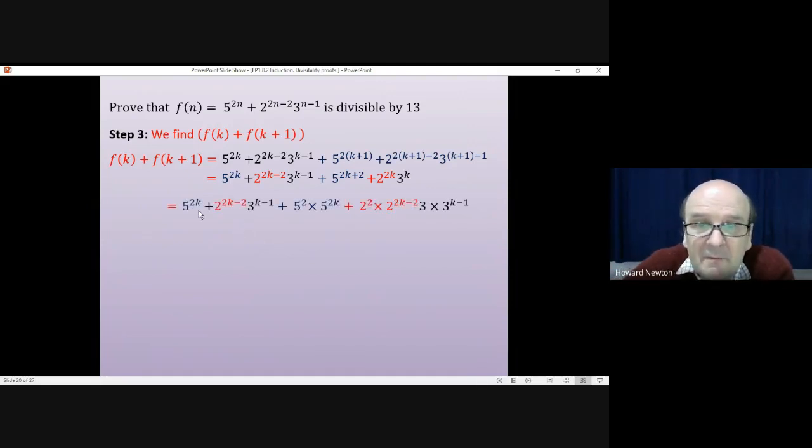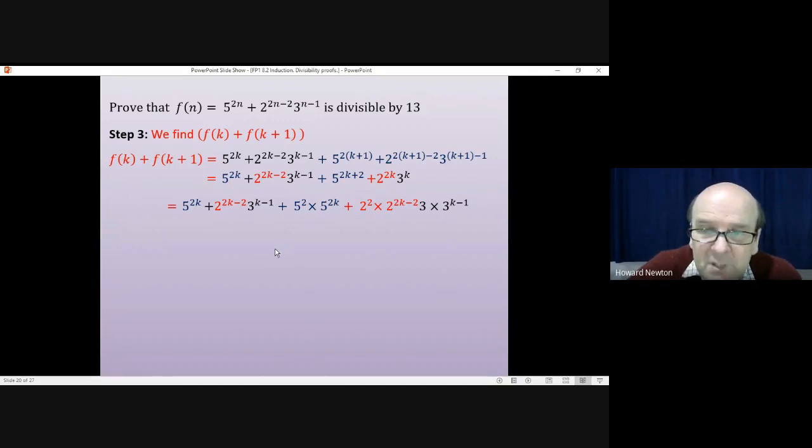So we have 5 to the power of 2k plus 2 to the power of 2k minus 2 times 3 to the k plus 1. And then we break this up into 2 bits. So we get 5 squared times 5 to the 2k, because it's the same power as that. We get 2 squared times 2 to the power of 2k minus 2, because it's the same power as that. And we get 3 times 3 to the power of k minus 1, because it's the same power as that. Very similar to what we did in the previous example.